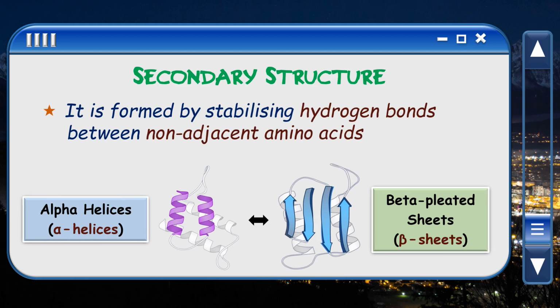Still, it is formed by stabilizing hydrogen bonds between non-adjacent amino acids. The secondary structure is formed by stabilizing hydrogen bonds between non-adjacent amino acids. I want you now to understand this, okay? If you look at this structure here, that is a primary structure.